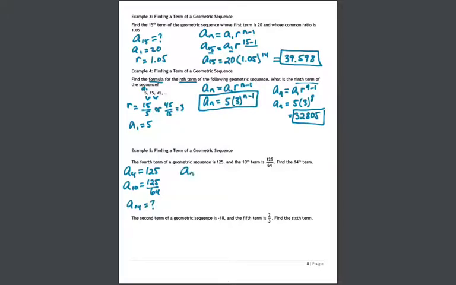So we're going to use our formula, which I'm going to write again so that it's easy to memorize. But instead of using this n and this 1, I'm going to use the 10th term and the 4th term, because those are the ones they gave me. And then multiply that times r raised to the 10 minus 4. So plug in what they gave me. I have 125 over 64 equals 125 times r, which I'm trying to figure out, raised to the 6th power.